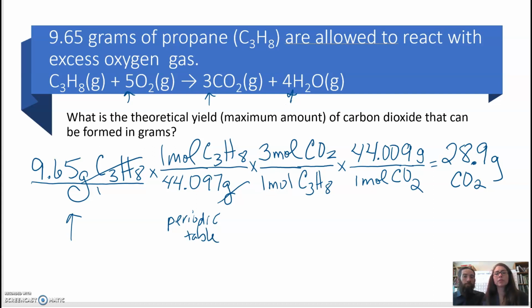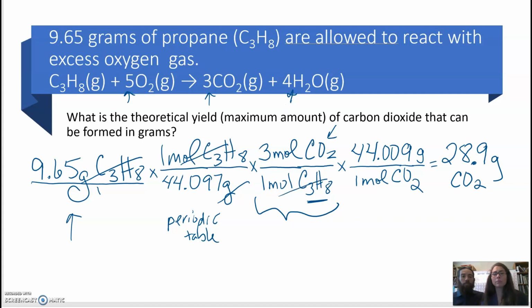So once we've converted this to moles, we are on what we call mole island, and we can use the next step to convert from one thing to another. And that's the only time that you can convert from one species to another, is in moles. So the moles of propane we're going to cancel.